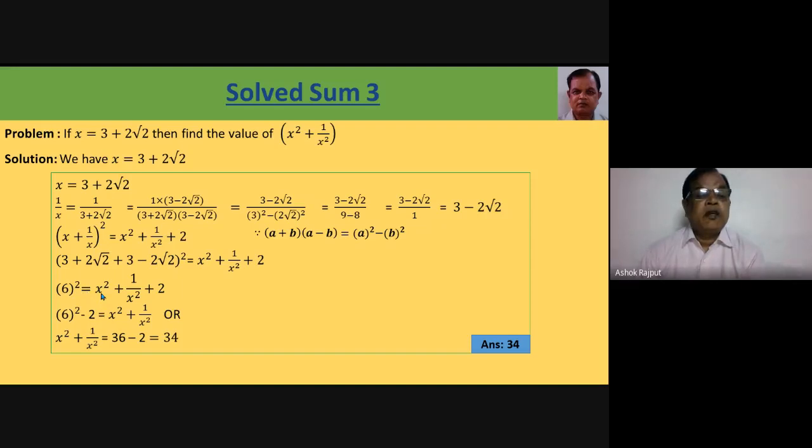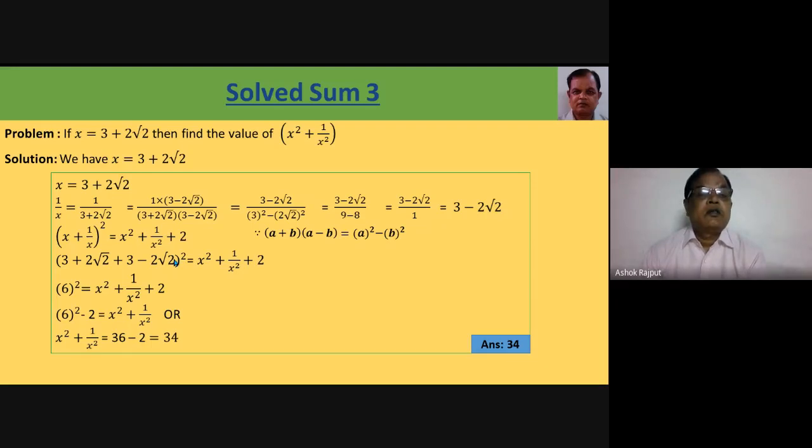Okay. Now we are seeing to the right side, it is written x square plus 1 by x square plus 2. Now we transpose the 2 to the left side, because it is positive here, so it will be negative. When we transpose any term, then we change the sign. So we have square of 6, minus 2, equals x square plus 1 upon x square. We can write this way also, x square plus 1 upon x square equal to 36 minus 2, it is 34. So the answer is 34.